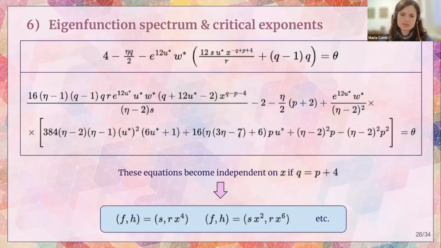So these are the equations, and it is very easy to see that when Q is exactly P plus 4, these equations become independent of X. So the idea is that we finally found our eigenfunction spectrum. It is discrete, and it looks like so. The first eigenfunction looks like this. The second one looks like this. You have to scan following this rule, and so on. So it is a discrete spectrum, and it has infinite components, if you want.